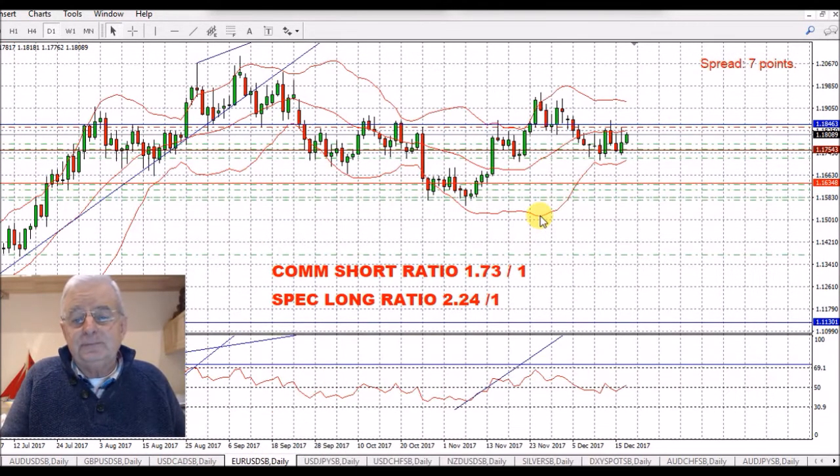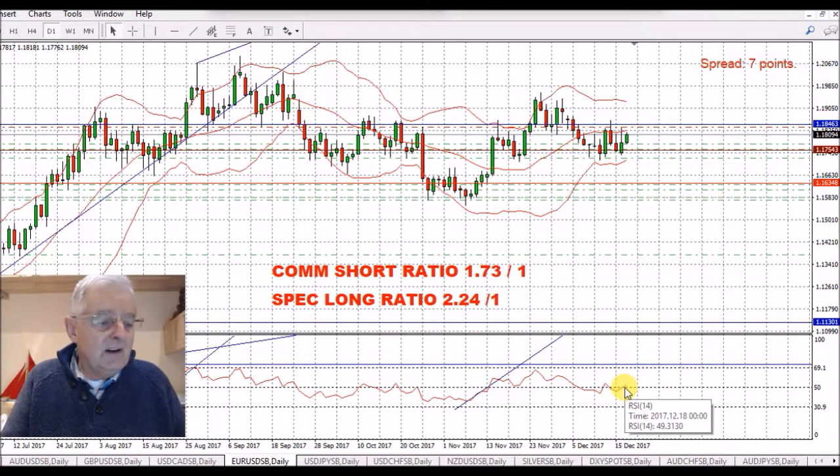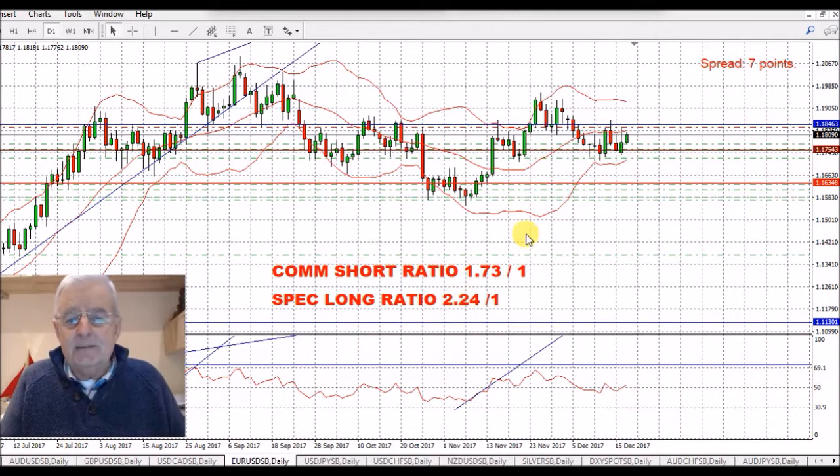Euro dollar, we've had a couple of green candles the last couple of trading days. That was Monday and today. I am expecting this to move back down. Commercial short ratio of 1.73 to 1, which is about a 5-year extreme. We're just above the 50 on the RSI, 52.8, and I'm looking for this to fade back down.